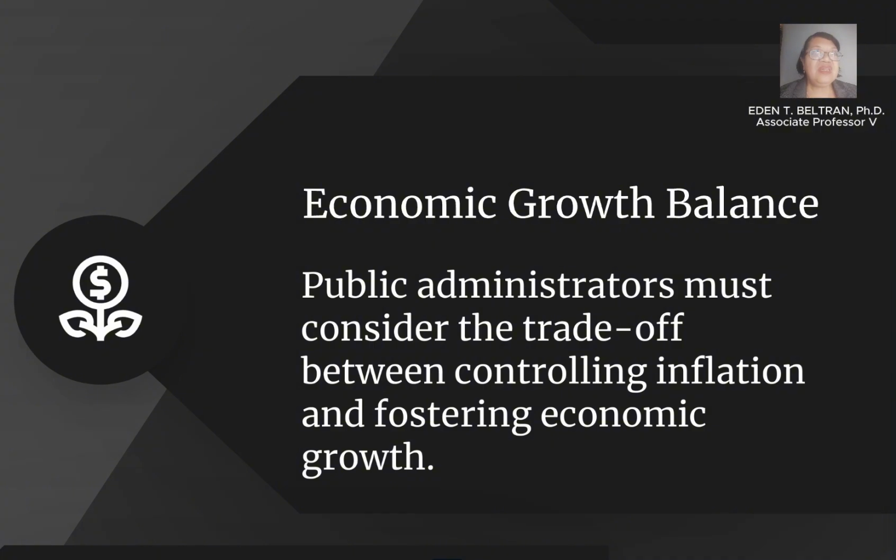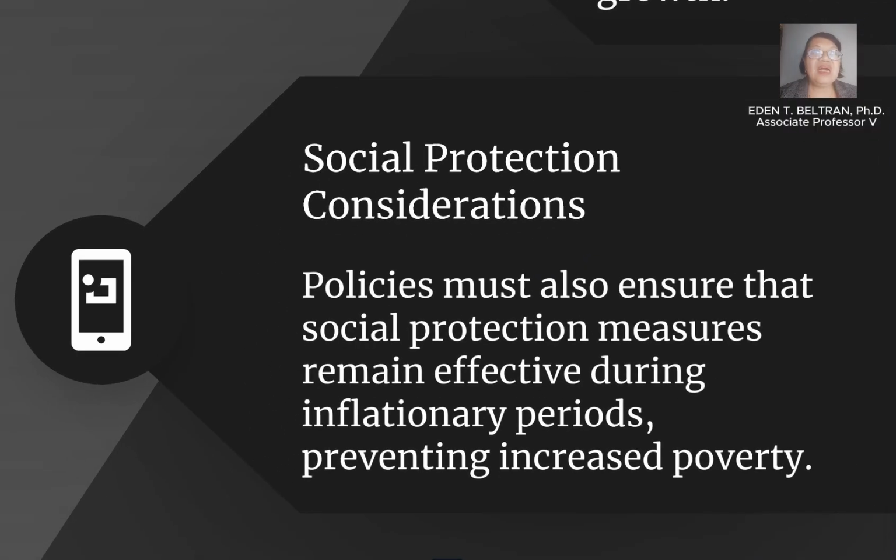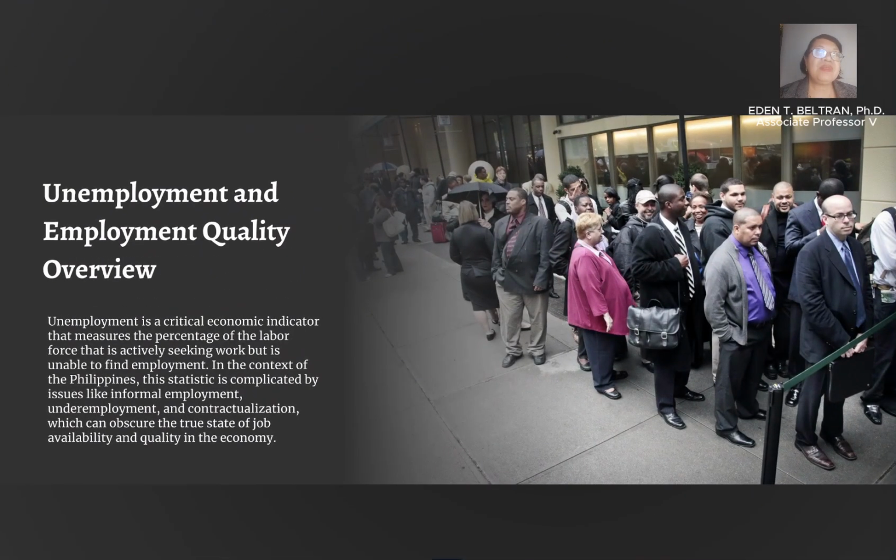So we go na to the next indicator, which is employment and unemployment, and we consider also the quality of employment. So what is unemployment, no? Unemployment refers to the percentage of the labor force that is willing to work. They are willing and able, but they cannot find a job, no?